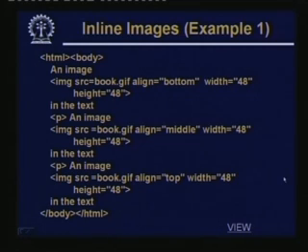Now, let us look at a few examples. The first example says there are 3 images: an image, then there is an img tag in the text. Img tag source equal to book.gif, this is the image file. Here you have given align equal to bottom, aligned with some width and height specified.